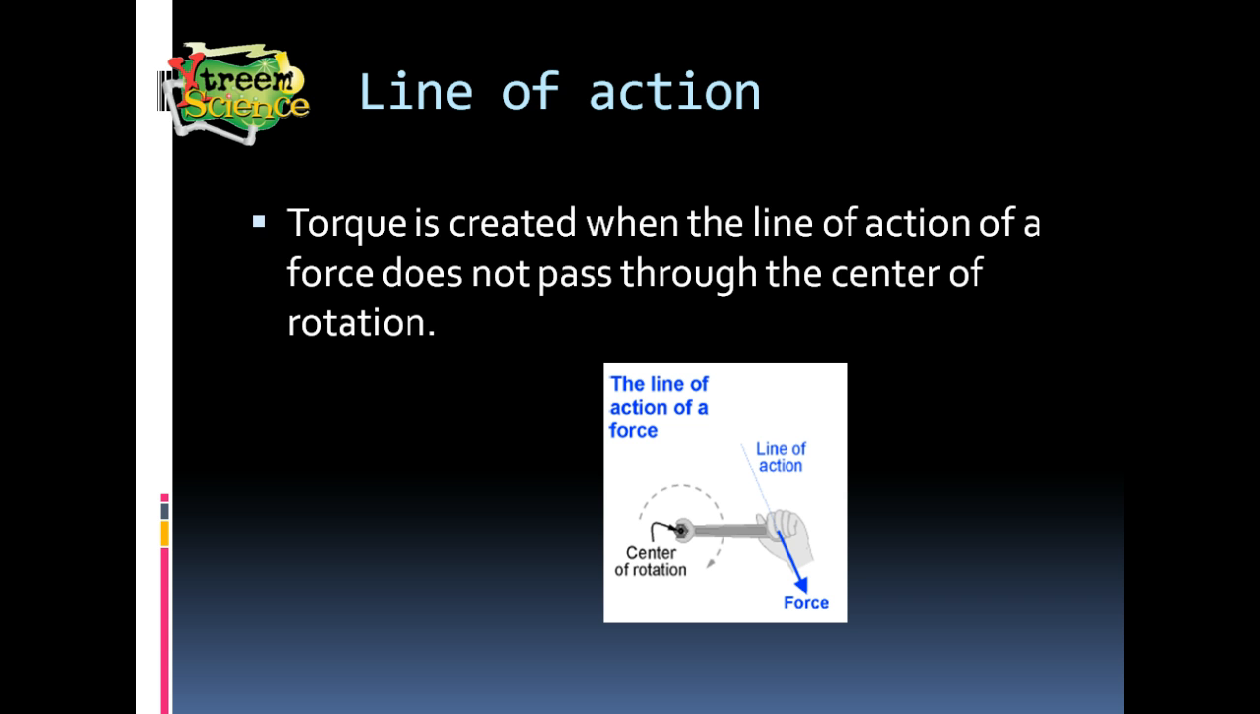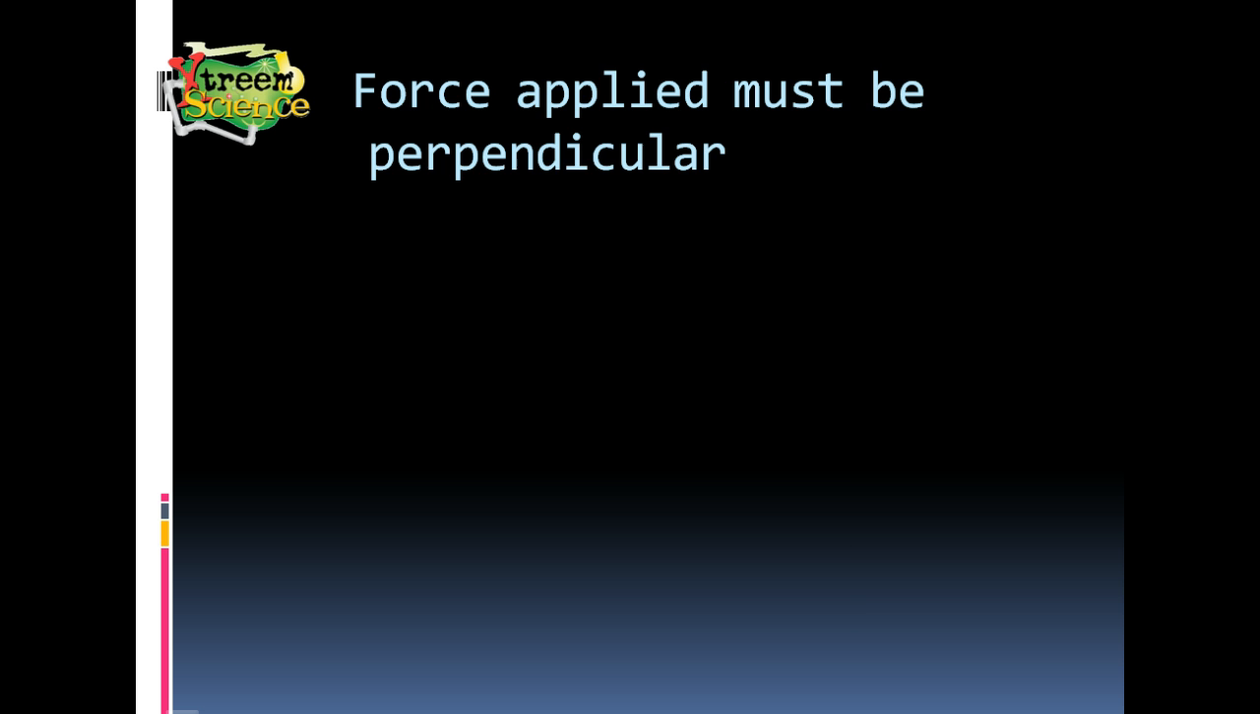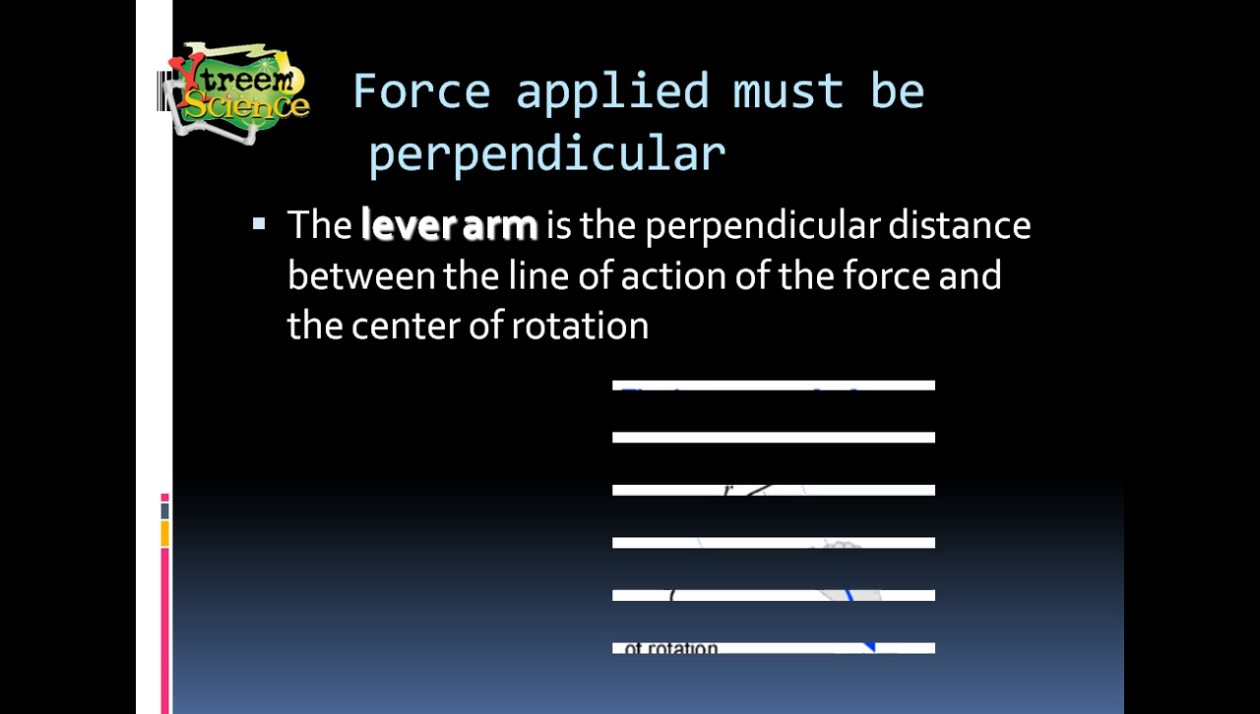So here's our center of rotation. As you can see on the nut, it's right there, and our line of action is where the hand is pushing, and we want that to be perpendicular to our center of rotation. And the farther away it is, the more torque we will produce. So the force applied must be perpendicular.